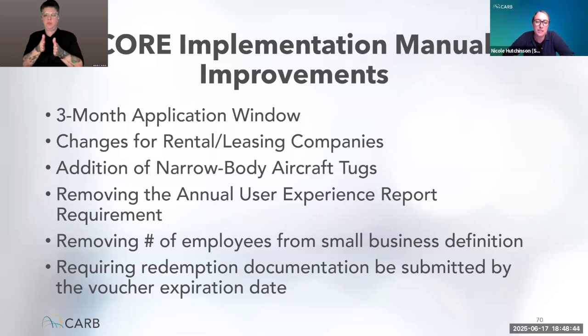We are also expanding eligibility to include narrow-body aircraft tugs alongside wide-body tugs, which are already eligible. We are removing the annual user experience reports requirement. These served a purpose early days in the program, but no longer do. And we are going to modify the small business definition. Currently, there's a definition that specifies the number of employees in addition to annual revenue. We're going to simplify this to just look at annual revenue, which is 15 million or less.